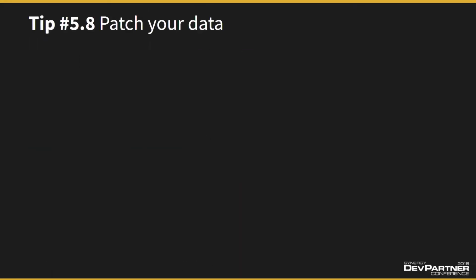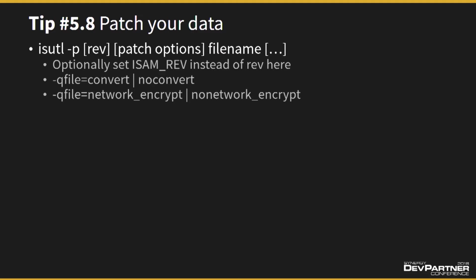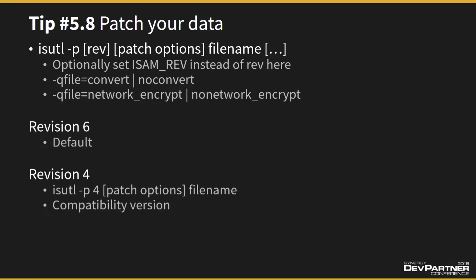One last thing I want to mention when we're talking about your data is to make sure that you're patching your data when new patches are coming out. A lot of these routines that I'm talking about today with your data, they all require revision 6, and so you have your revision 6 files, which we're also talking increases in performance and that kind of stuff, and so make sure your ISAM files are up to revision 6. There is the revision 4 compatibility version, but if you really want that performance, you really want to use those features, you want to get up to revision 6.